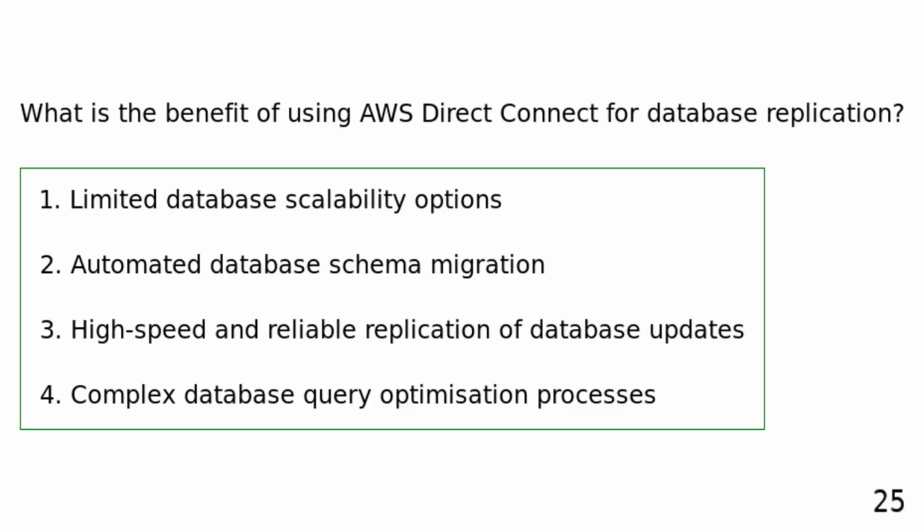What is the benefit of using AWS Direct Connect for database replication? Limited database scalability options. Automated database schema migration. High-speed and reliable replication of database updates. Complex database query optimization processes.